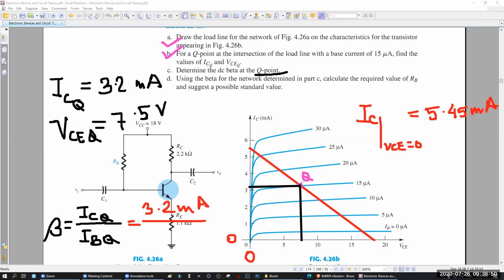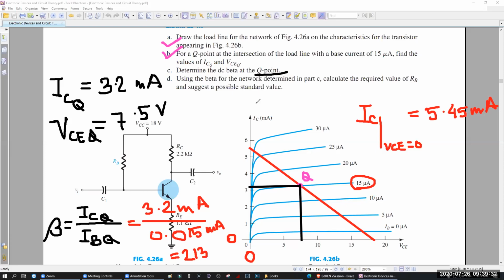Okay, what is the value of IB? 15, right? 15 microampere. We already know it. So 15 microampere means 0.015, right? In milli actually. So what is the value? Let's find maybe 200. I do not know. So 3.2 divided by 0.015. Yeah, 213. That is your DC beta. Understand? It's 213.3, sir. Okay, no problem.